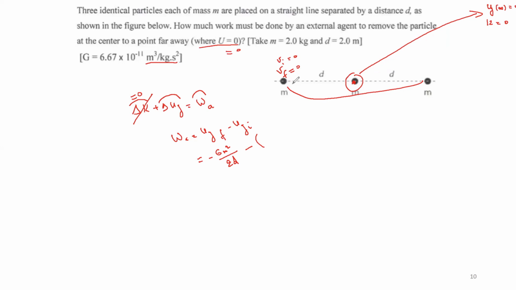Now UG initial, well, I have this pair here, which is minus G m squared divided by 2d, but also I have this pair and this pair. So I'll have minus 2 times G m squared, basically mass multiplied by mass divided by d. And this will give me plus 2 G m squared divided by d. And this is the work that I apply to do this operation.